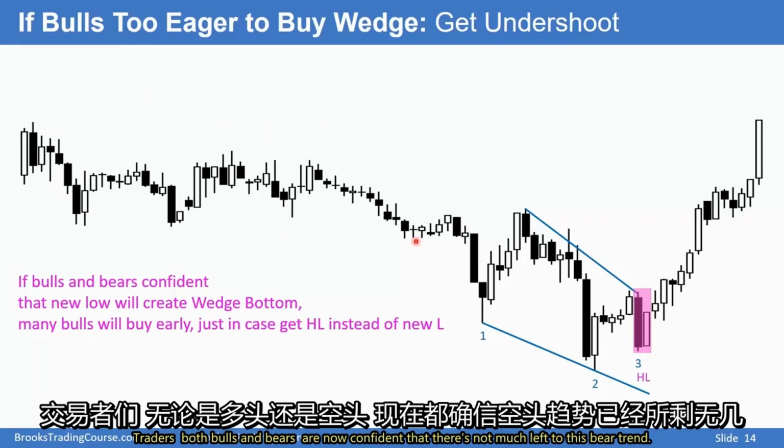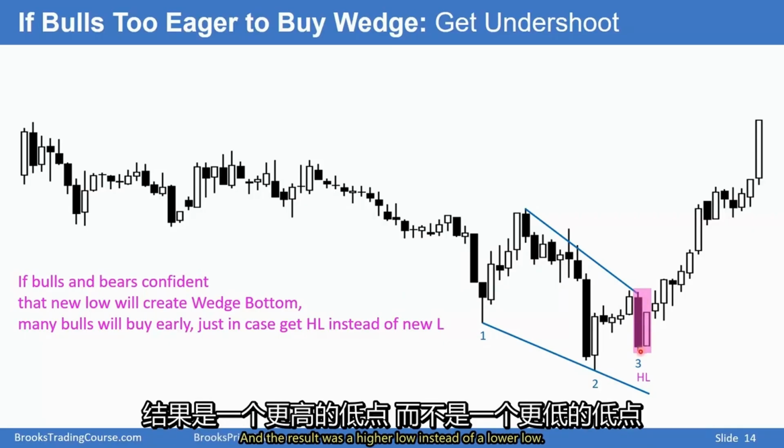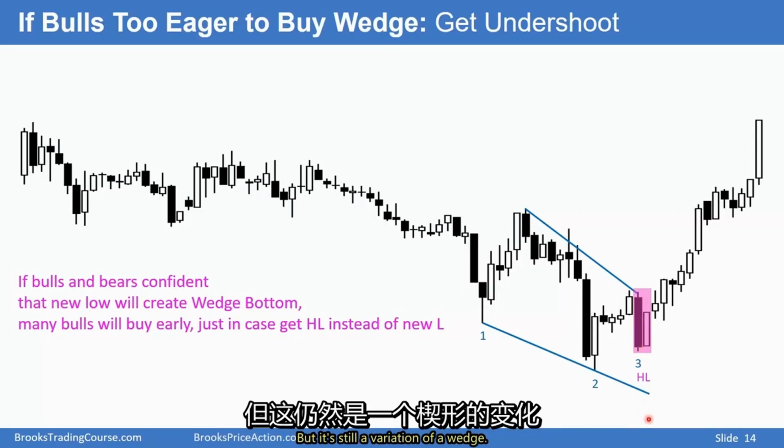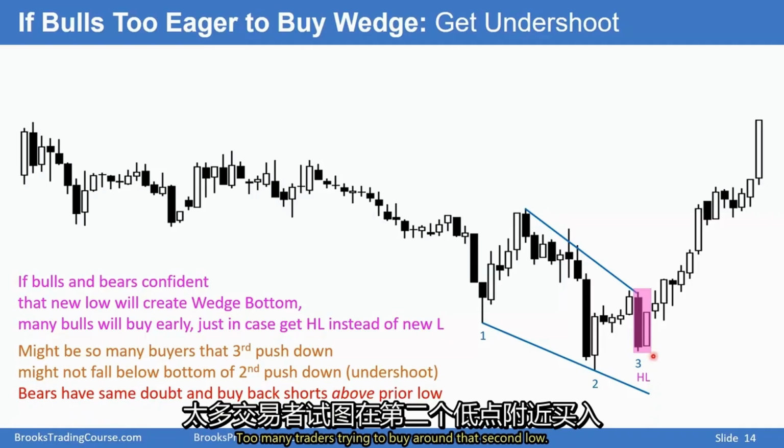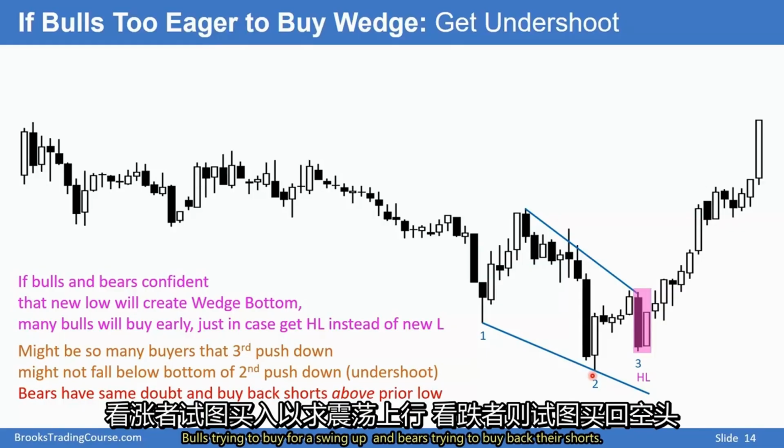Traders, both bulls and bears, are now confident that there's not much left to this bear trend. And the result was a higher low instead of a lower low. But it's still a variation of a wedge. Too many traders trying to buy around that second low. Bulls trying to buy for a swing up, and bears trying to buy back their shorts.